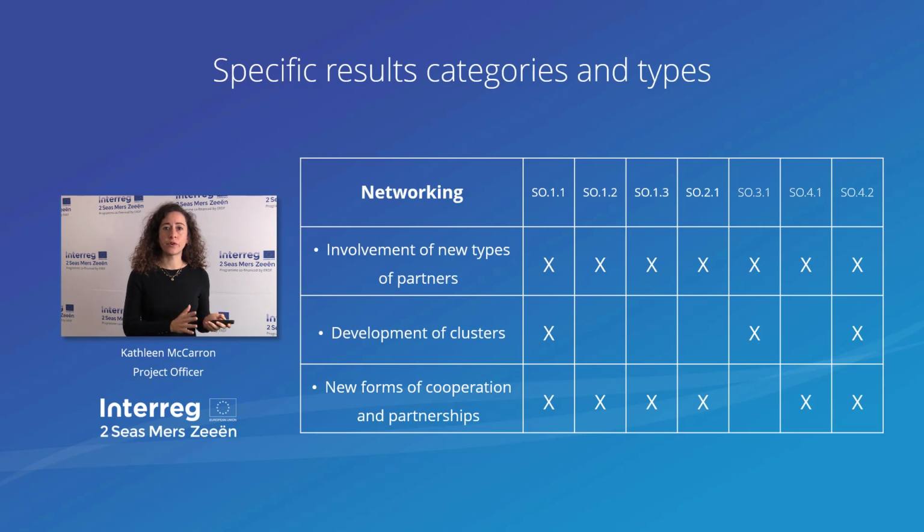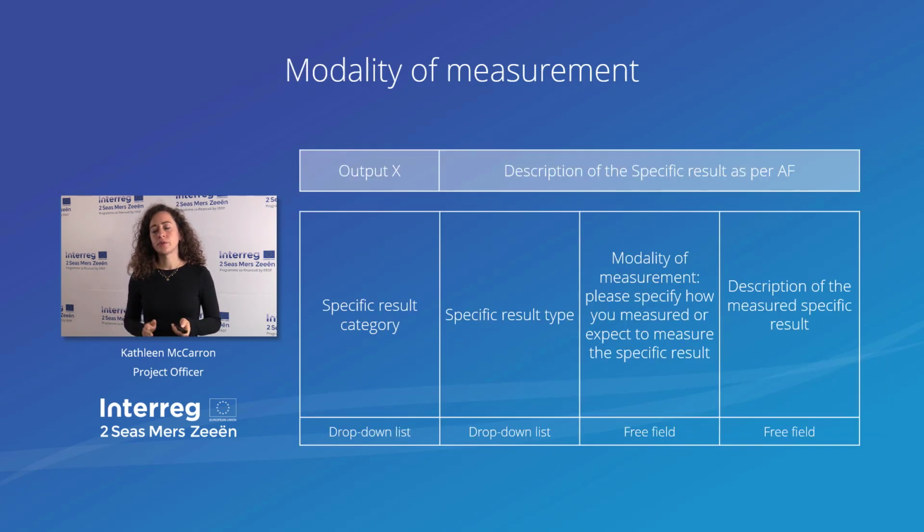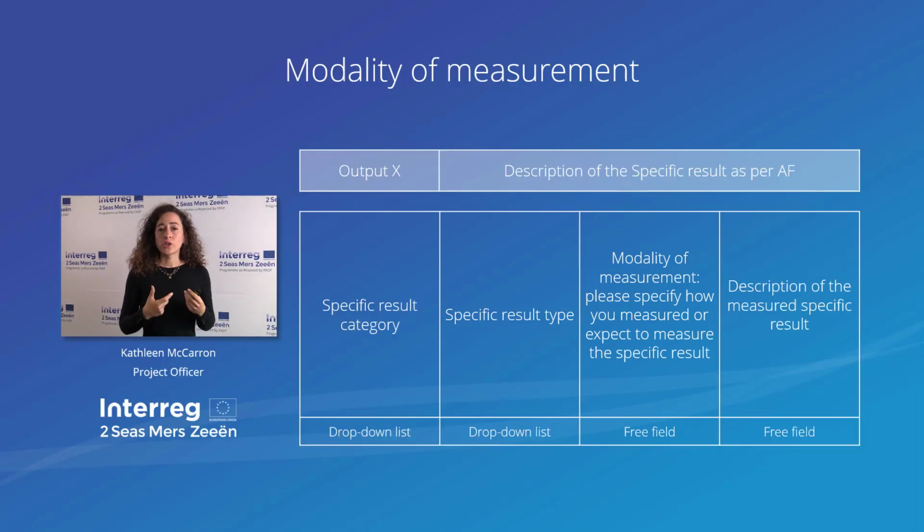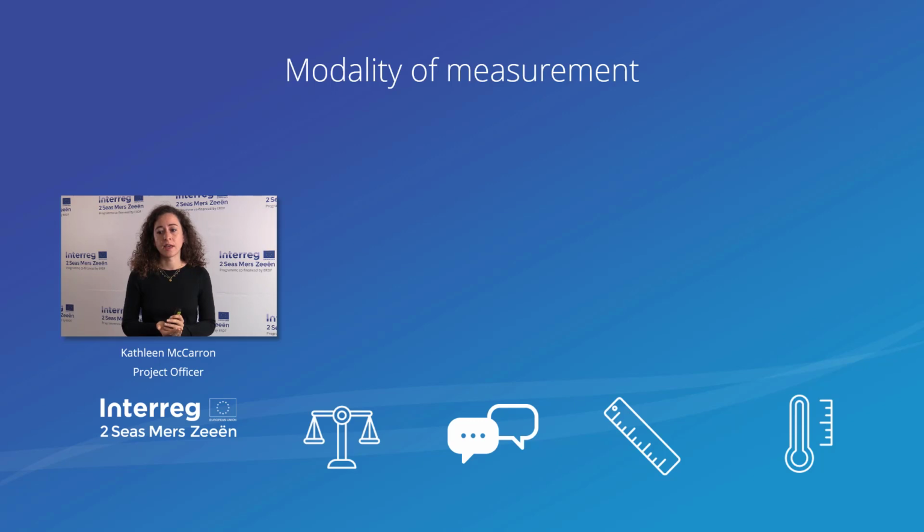So that was for the first 2 boxes. Then we come to the third one, which is the modality of measurement. In this section, you need to explain how you're going to measure the specific result. What is going to be your source of data? What is the methodology that has been drafted for this specific result? Who's going to be in charge of monitoring this data? How many times is it going to occur, etc. This is all the type of information that you need to indicate in this section.